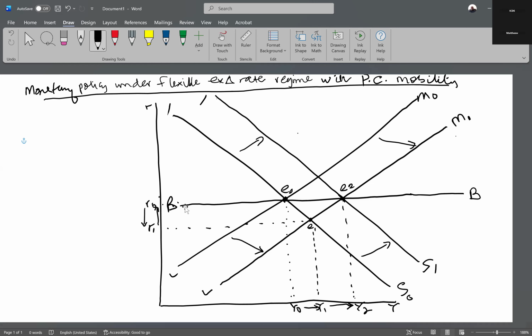Prof, please, the annotation for the balance of payment line. Yeah, it's BP. The annotation for the balance of payments line is BP. Okay, yeah, BP, I've seen it. So it's BP.